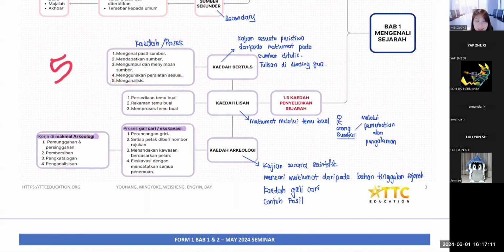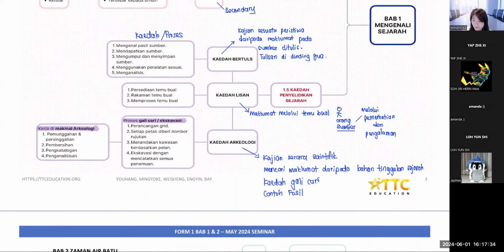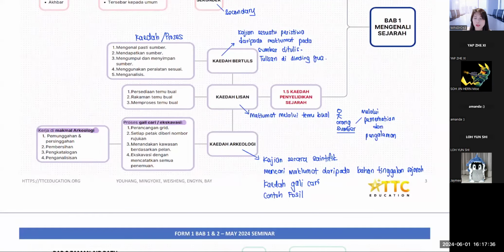There are 5 processes. In the exam, they will ask you, jelaskan kaedah or process, then you need to write this. For lisan, it is these 3. For archaeology, it depends. If they ask you the process gali cari, it is these 4. If they ask you mau, then it is these 4. Okay? So we are done with chapter 1.